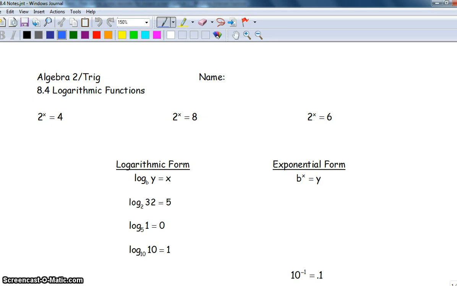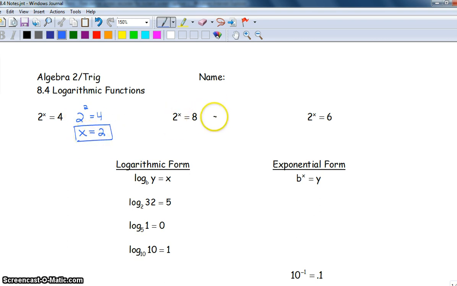Hello, today we're going to talk about 8.4, and that is logarithmic functions. So to get started, we have 2 to the x power is equal to 4. We're trying to find out what x is. So 2 to what power equals 4? And we all know that 2 to the second power equals 4. Therefore, our x value is equal to 2.